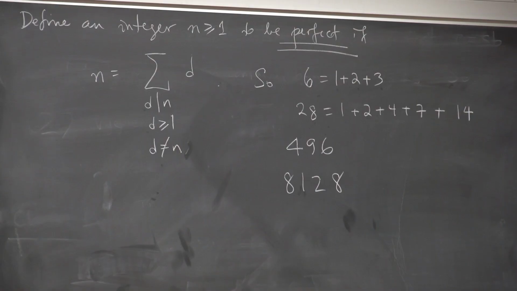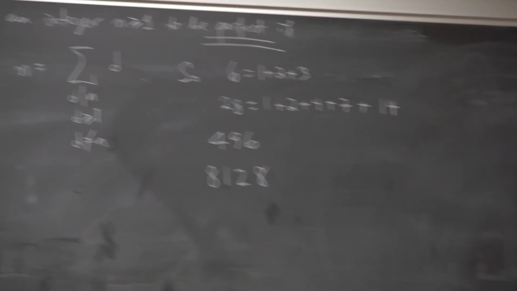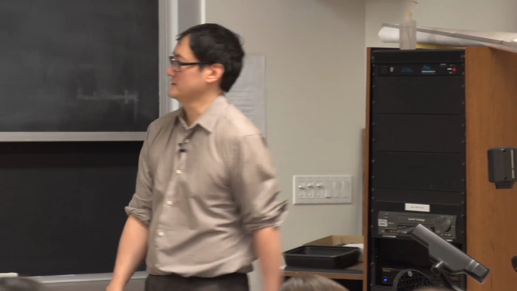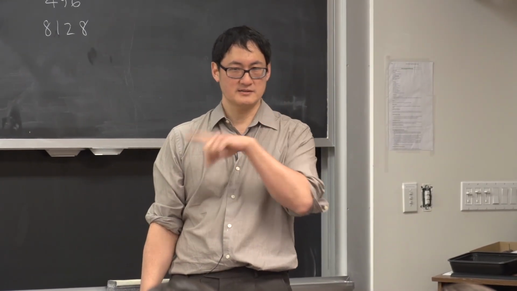8,128. Okay? So these were known to the Greeks. So you're a Greek, someone, a monk, whatever. You're a French monk, and you see these 4 numbers. Now you start asking questions. I have 4 numbers that are perfect. For each of these exercises, I want 3 questions. So let's practice.